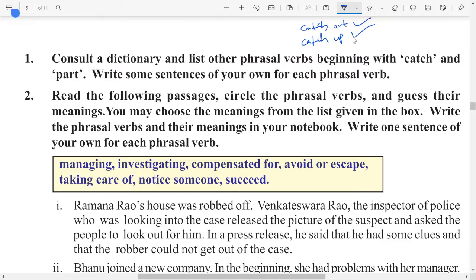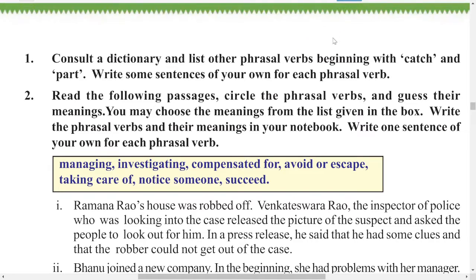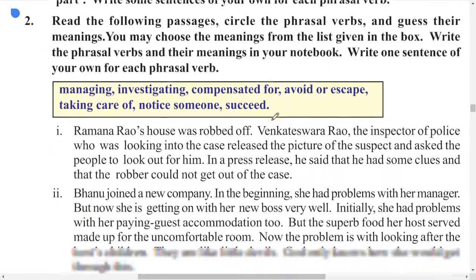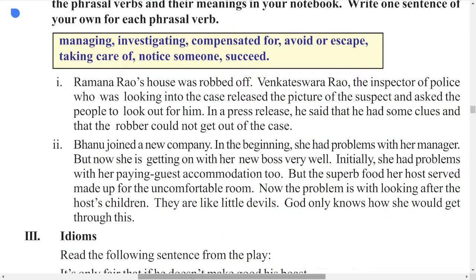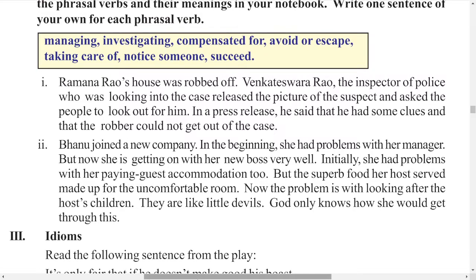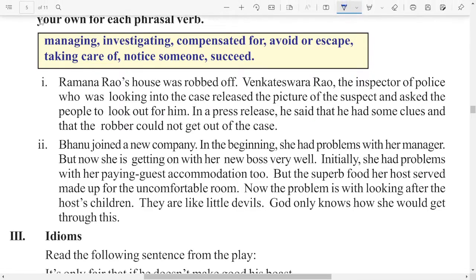Like practical work. Now read the following passages, circle the phrasal verbs and guess their meanings. You may choose the meanings from the list given in the box. Write the phrasal verbs and their meanings in your notebook. Write one sentence of your own for each phrasal verb. Now in these two small paragraphs, you have some of the phrasal verbs. The meanings of those phrasal verbs are also given here in the brackets. You have to find those phrasal verbs and get the meanings.